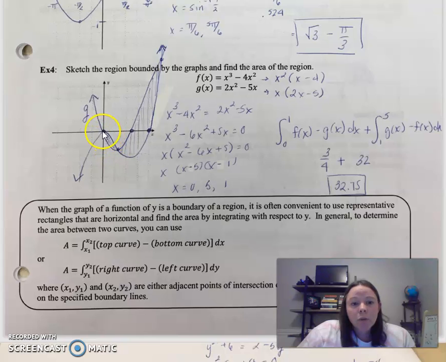Now this first one goes from 0 to 1. And if you notice, as you drop your pencil down, it's actually f of x that you hit first. So it's the integral of f of x minus g of x from 0 to 1 dx. Plus the integral from 1 to 5. Again, as you drop your pencil down, it's actually g of x that you hit first this time, and then f of x. That's why those flip there. So you really needed the visual to help you see that.